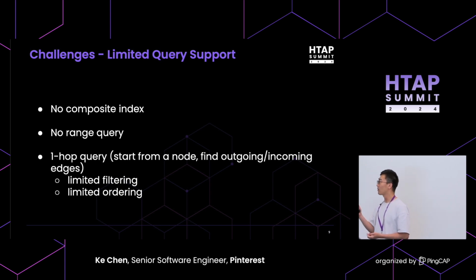For example, get nodes where this property A equals something, and also no range query, only equal comparison. We support one hop query. One hop query is starting from a node, find adjacencies from that node. But again, the filtering logic is also pretty limited, one property at a time as well. And the ordering is basically based on the HBase row key. So once the data is there, the order of the data returned to the customer cannot be changed on a per request basis.